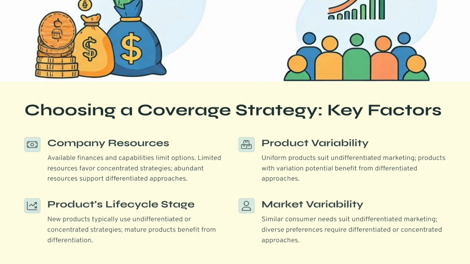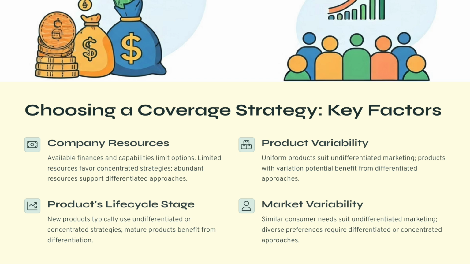So, how does a company choose between undifferentiated, differentiated, and concentrated marketing? The decision depends on carefully considering four key factors. First, company resources. How much money, staff, and capability does the company have? Limited resources might necessitate a more focused, concentrated approach, while ample resources can support a complex, differentiated strategy.